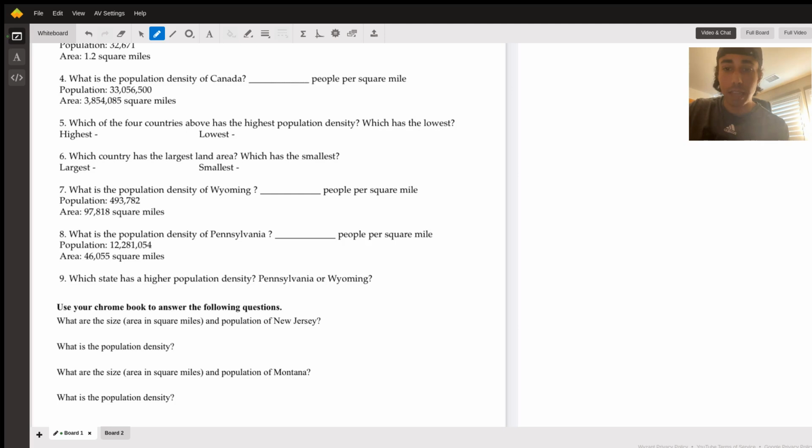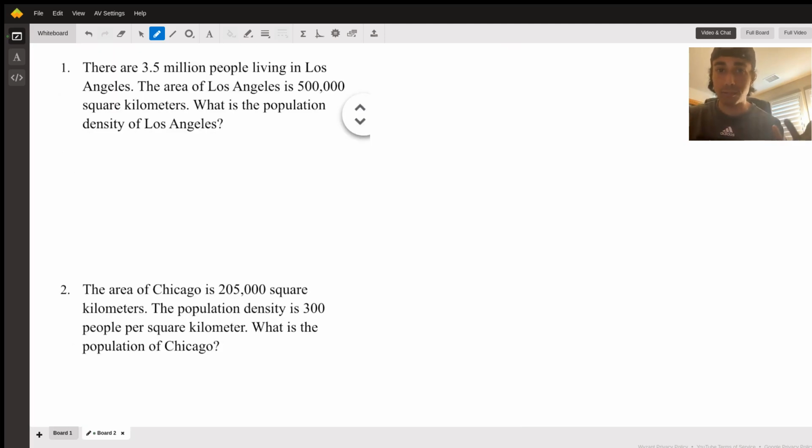All right, so that one's pretty straightforward. Not a whole lot of math going on. It's just that division step. Population divided by area. All right.